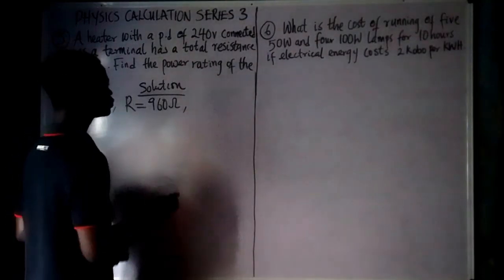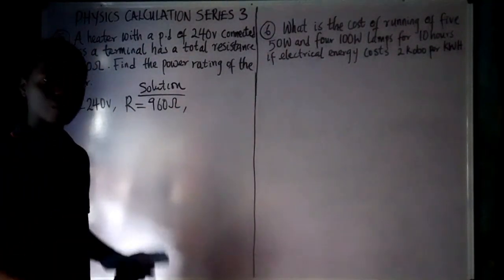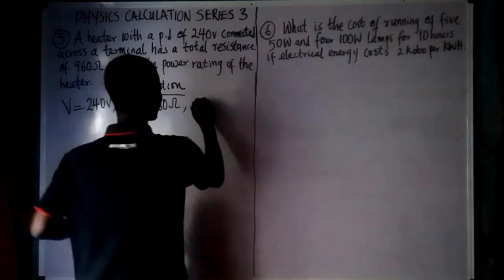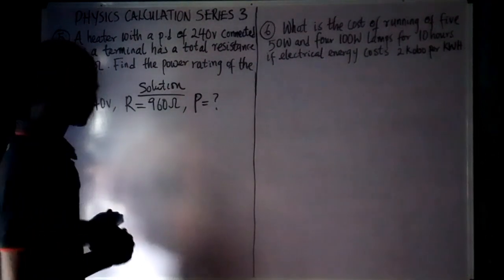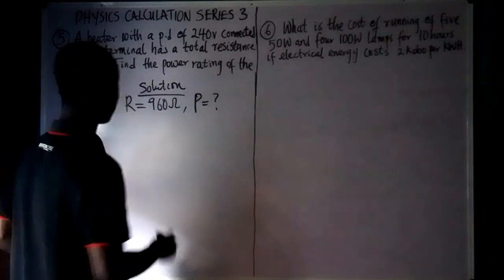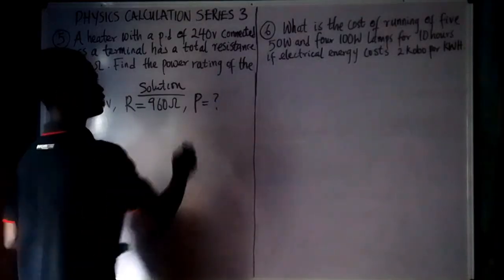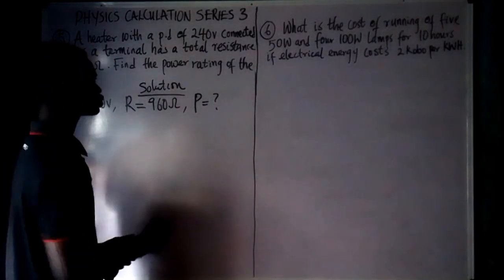Now the question says find the power rating of the heater. So we are asked to find power rating. Power rating in a simpler form is find the power of the heater. So we are asked to find P for power. It's unknown in this question. So guys, basically we have our potential difference, also called voltage. We have our resistance, and our electric power is unknown. What formula do you think we can use to solve this question?